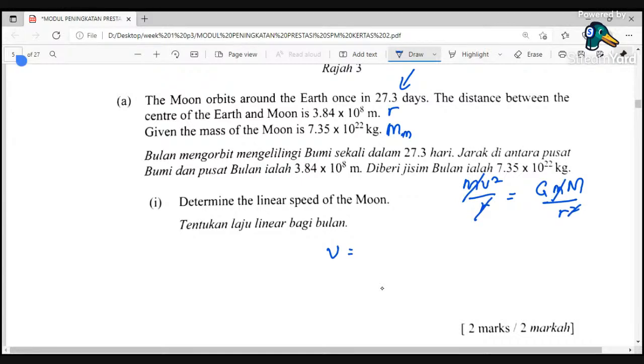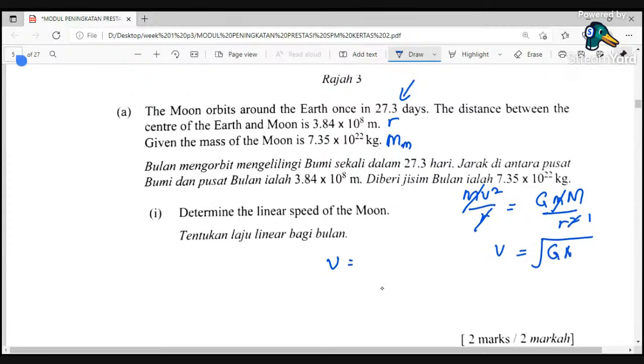So you will have V equals the square root of GM over R. This one we call the linear speed of the Moon. Okay, now we are using the formula. Ini panggil linear speed. Ada yang confused dengan escape velocity, tak sama escape velocity dengan linear speed.